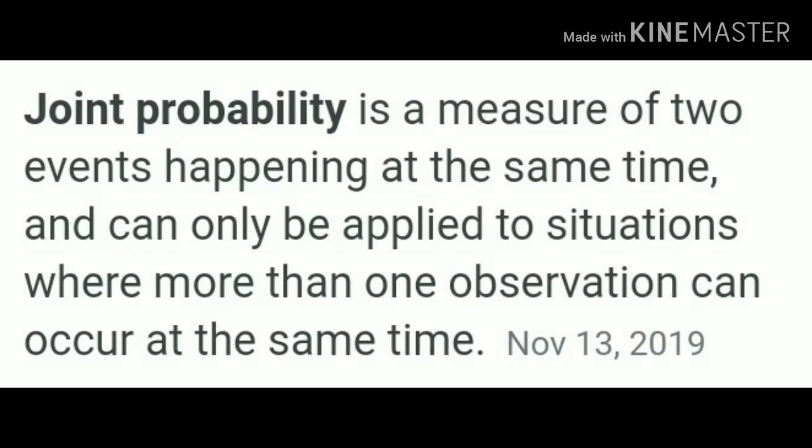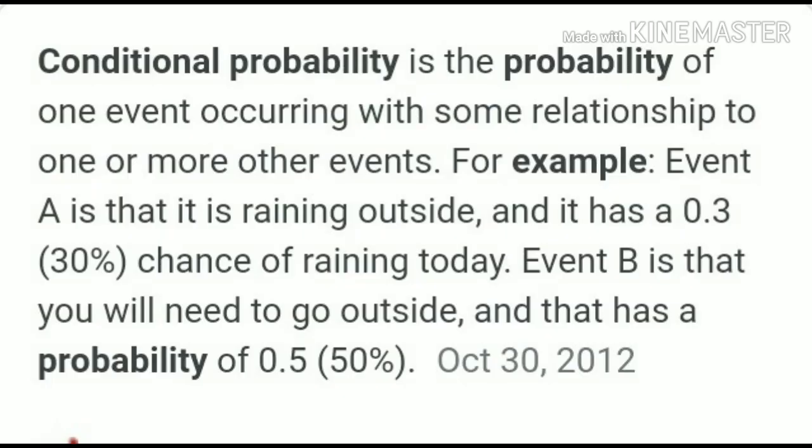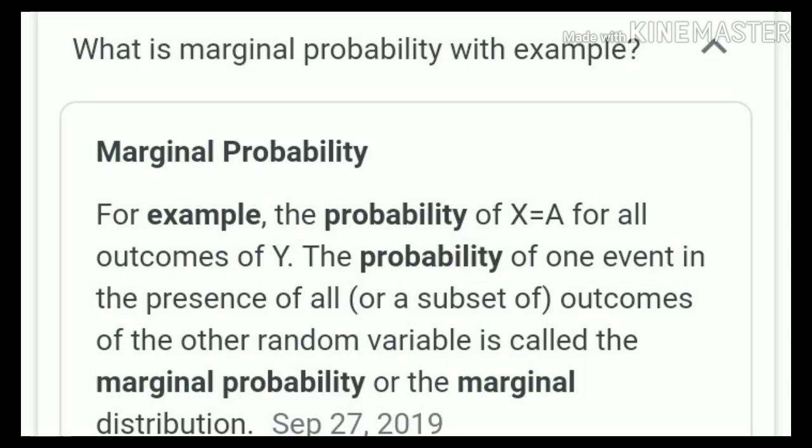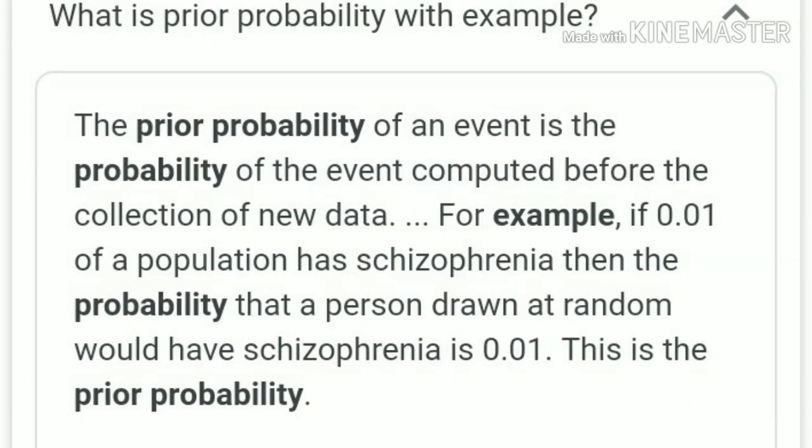Let's discuss the remaining options. Conditional probability is the probability of one event occurring with some relationship to one or more other events. Marginal probability is the probability of one event in the presence of all outcomes of the other random variable. Prior probability of an event is the probability of an event computed before the collection of new data.